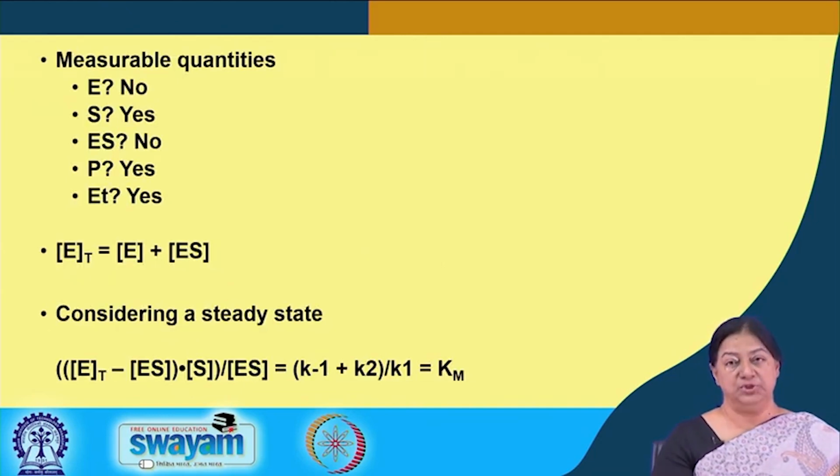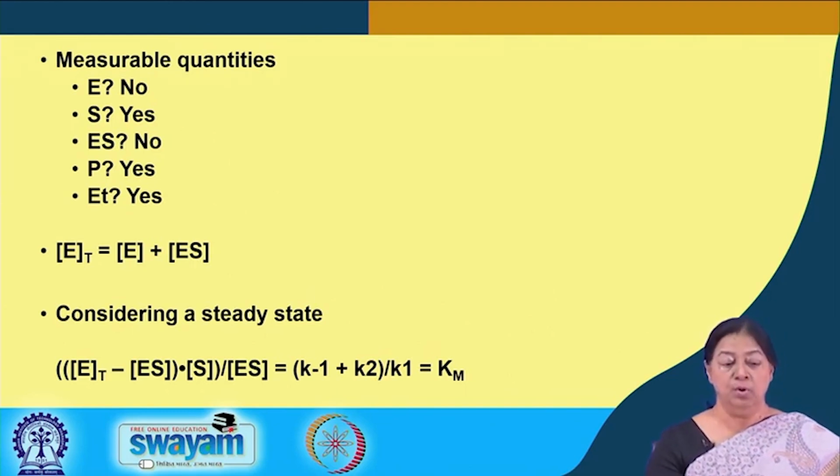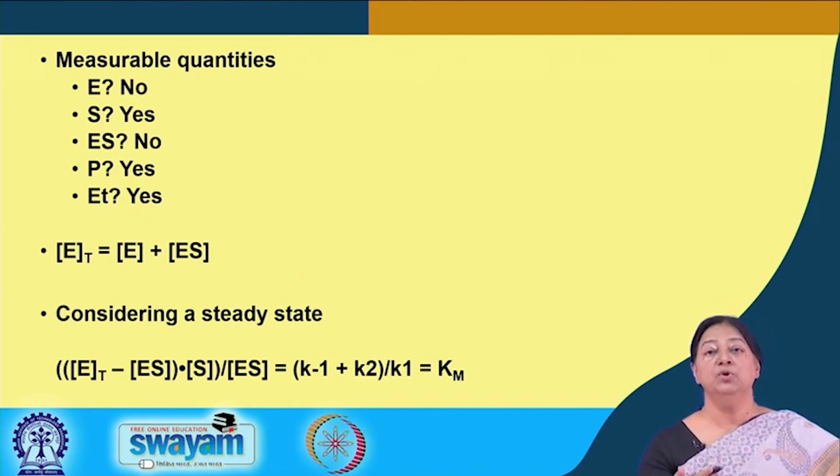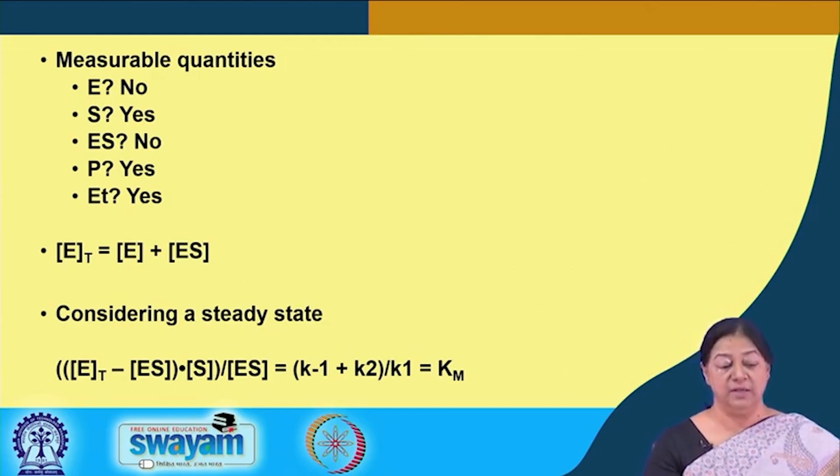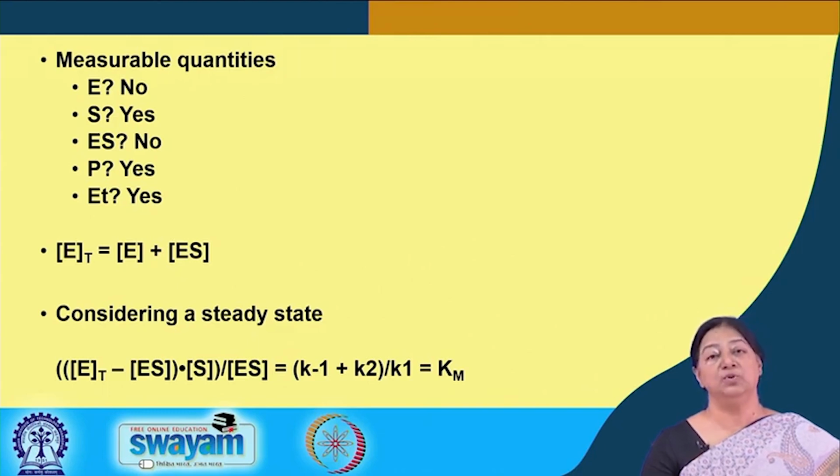Now, what can we measure? Because this is extremely important when we are trying to understand what we can do. Being an experimentalist, you will know whether you can measure the enzyme as the reaction is going on, whether you can measure the substrate. Since you added the substrate to your experimental setup, you know how much substrate you have added. You know how much product is being formed, and you know the total amount of enzyme that you have added.